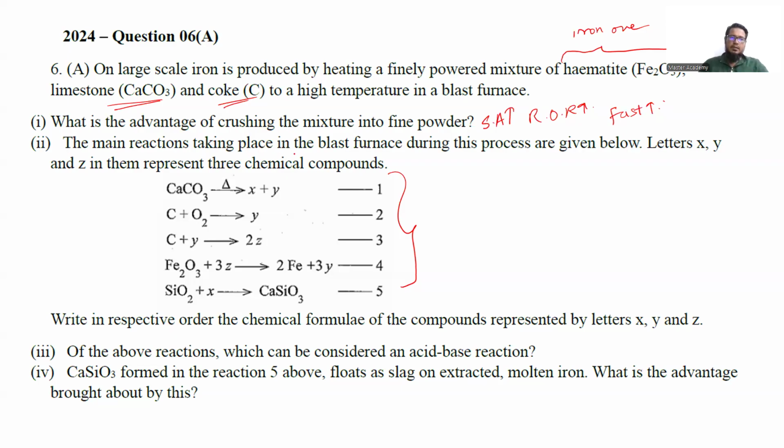The main reactions taking place in the blast furnace process are given below. Letters X, Y and Z in them represent three chemical compounds. So we'll see what is happening. Initially, they are telling us calcium carbonate is heated. When calcium carbonate, limestone, is heated, it breaks down to calcium oxide plus carbon dioxide.